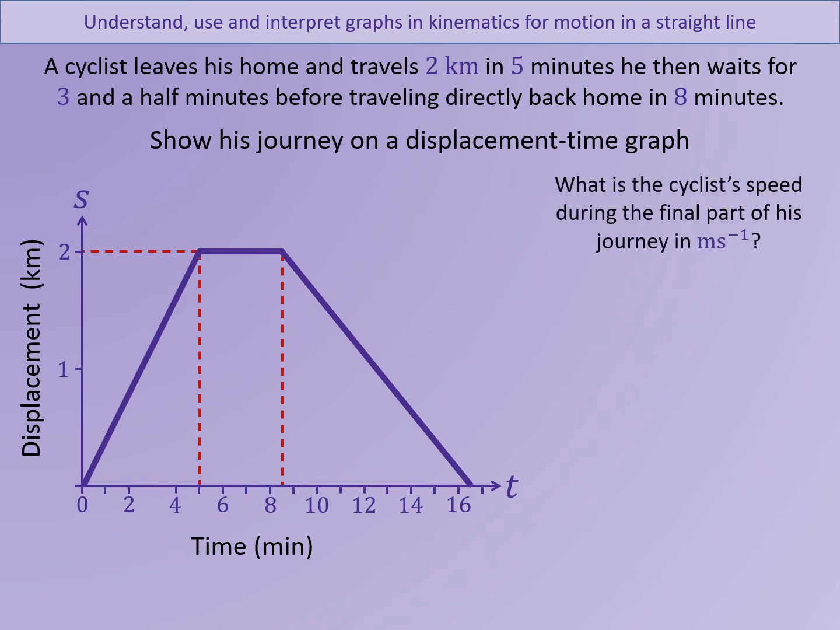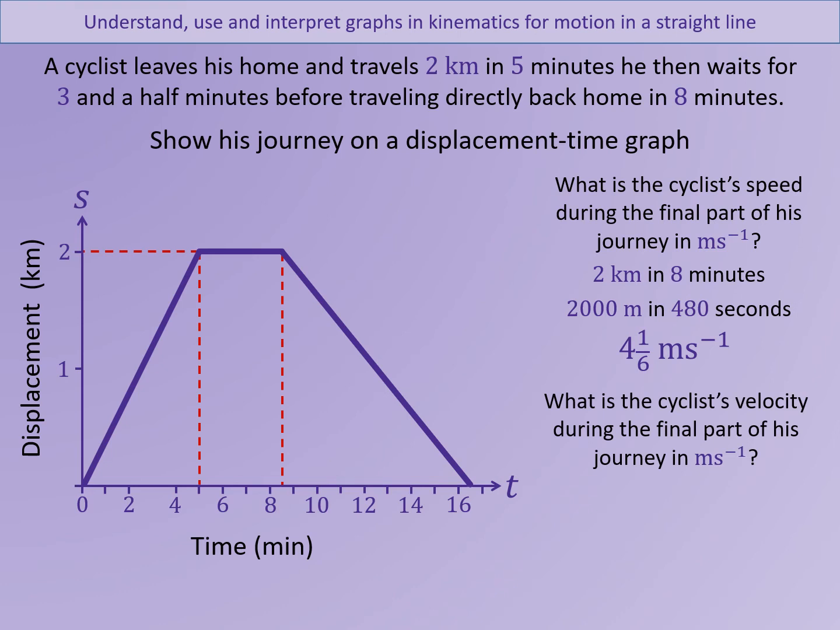We now want to know what the cyclist's speed is during the final part of the journey in metres per second. So this time we know they travel 2 kilometres in 8 minutes. This is 2,000 metres in 480 seconds. If we divide the distance by the time, this gives us 4 1/6 metres per second.